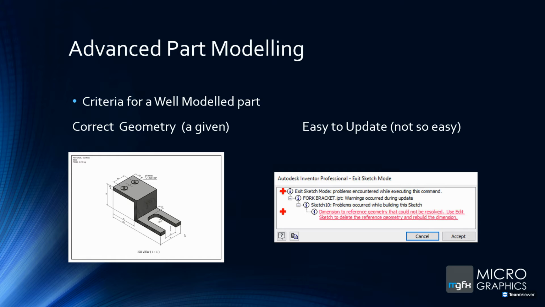The second criterion for a well-modeled part is that it must be easy to update. This is not so easy, because you have to plan for it. You want to create a part where, by the time I finish, if I change any of these key values over here, it updates in the way that I expect it to update. So planning is essential. Easy to update means you're not going to get a problem like "dimension to reference geometry that could not be resolved." You need to foresee things like that.